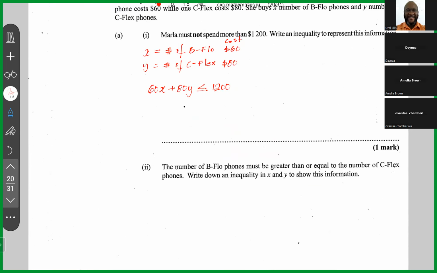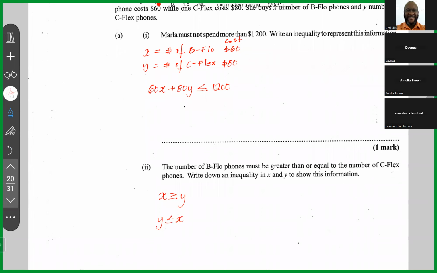Now, the number of B-Flow phones, which is x, must be greater than or equal to the number of C-Flex phones. So it must be greater than or equal to y. Write an inequality in x and y to show this information. So it's x must be greater than or equal to y. If you turn this around, it's going to be what? y is less than or equal to x.